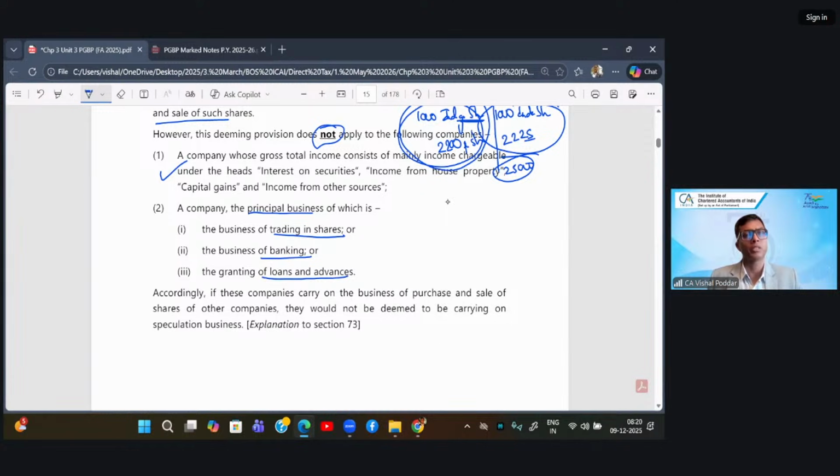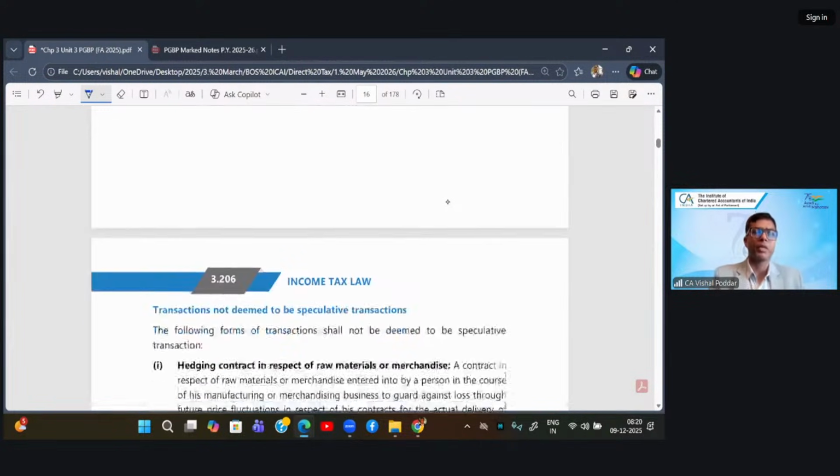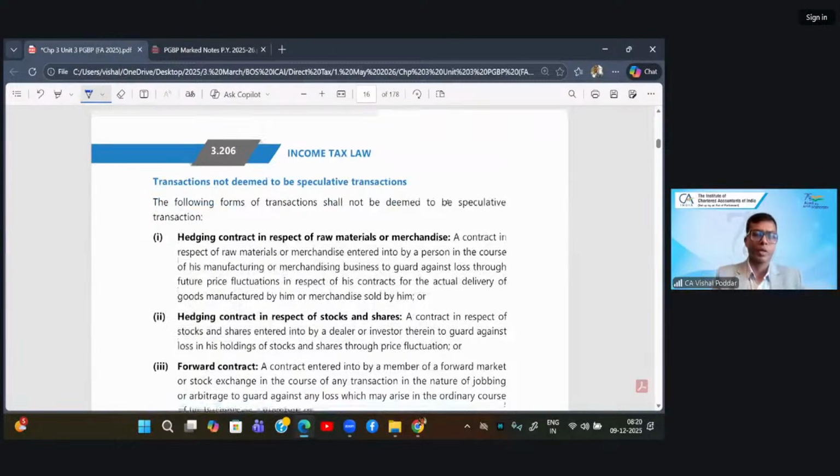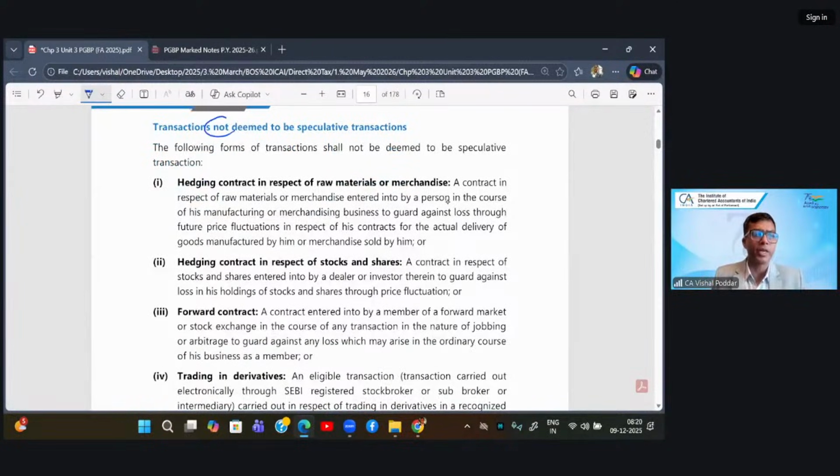But for other companies, like I gave the example of a manufacturing company, or let us say some software company like Zoho is trading in some other company's shares, in that case again it will be treated as speculation. Now, what is not to be treated as speculation? Now, this is an exception to the first part.